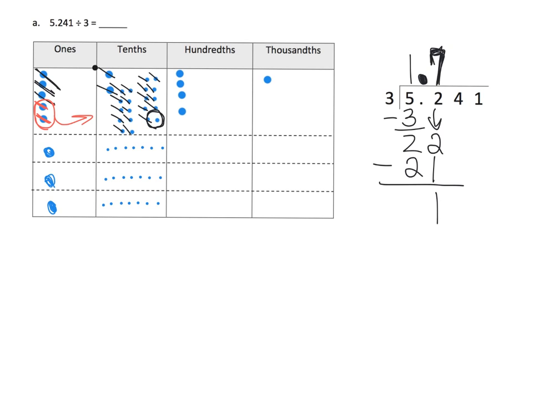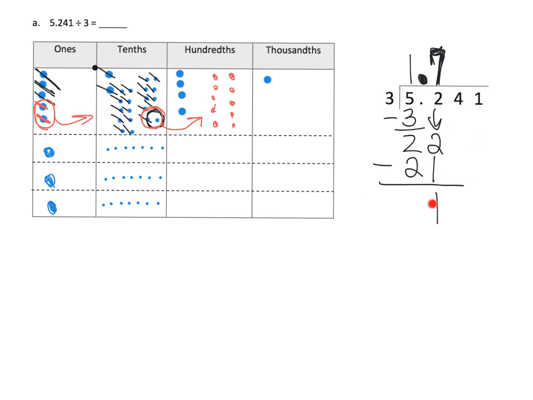Now we can cash that tenth in for 10 hundredths. So that's going to look like 1, 2, 3, 4, 5, 6, 7, 8, 9, 10. So now we have 14 hundredths.